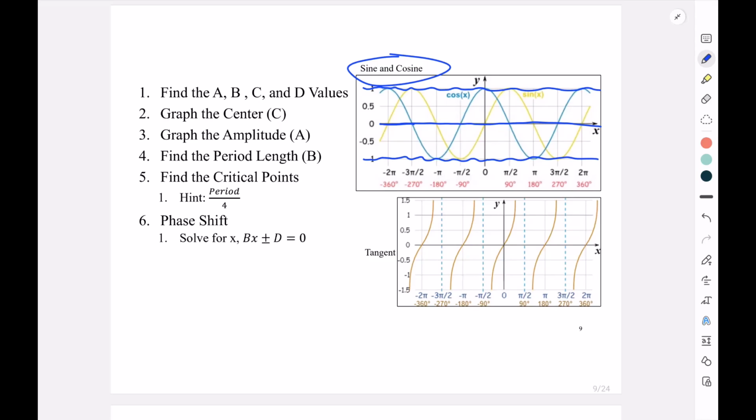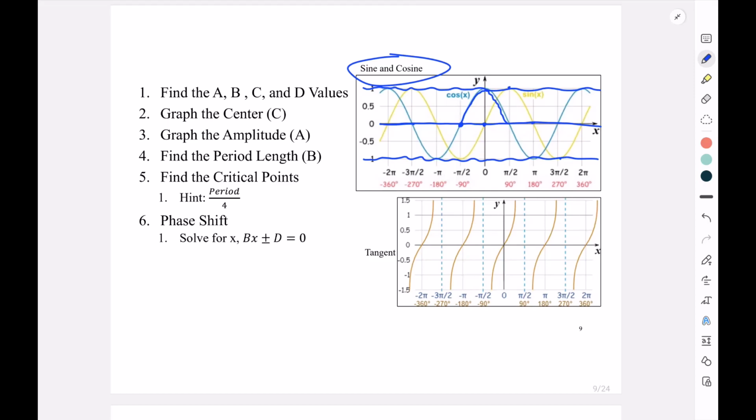And then we're going to find our period length, being our B. We're going to start at a point, so let's say we started at pi over 2 for cosine, then we'll continue this pattern. Similarly, if we found out that we're starting at 0, we could start at 0 and then go to pi over 2, down to pi, down to 3 pi over 2, and back up to 0. And that would be our graph for the function.